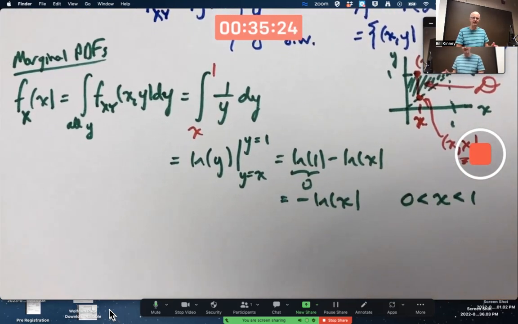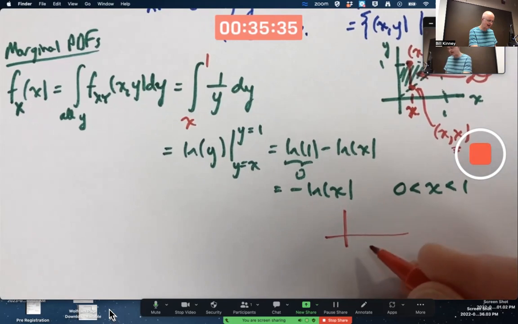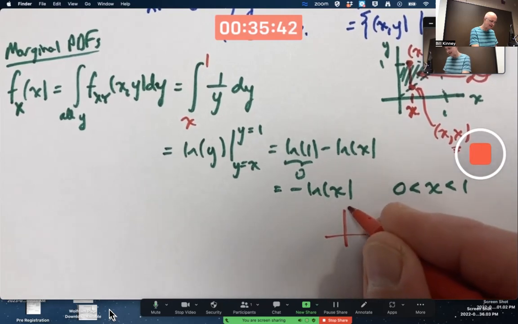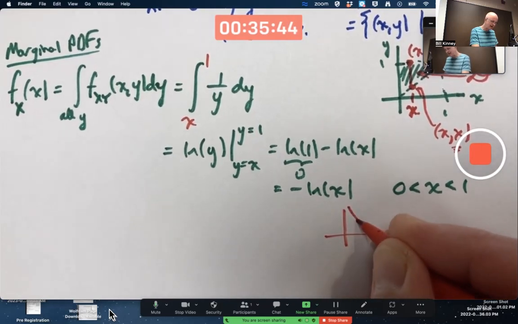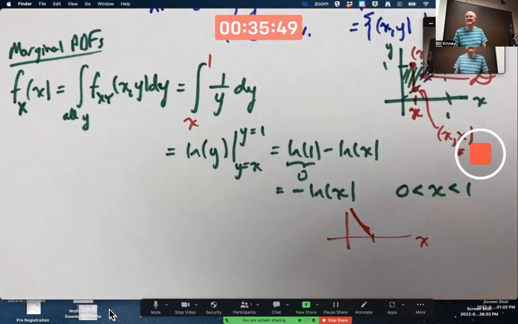That looks like, if I haven't made a mistake, the marginal PDF for x. What does its graph look like? It'd be the graph of negative natural log of x. Take the graph of log of x between 0 and 1 and flip it across the x-axis. I guess it looks like this, and I guess it would have a vertical asymptote. Is that right? Yes, it is. This is actually correct. PDFs can have vertical asymptotes as long as the integral over the entire domain converges.